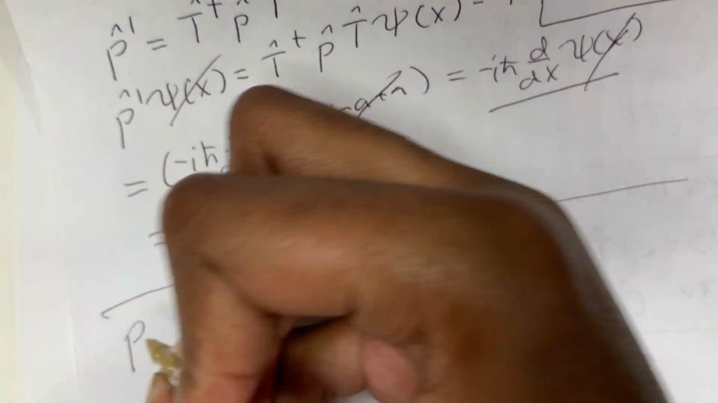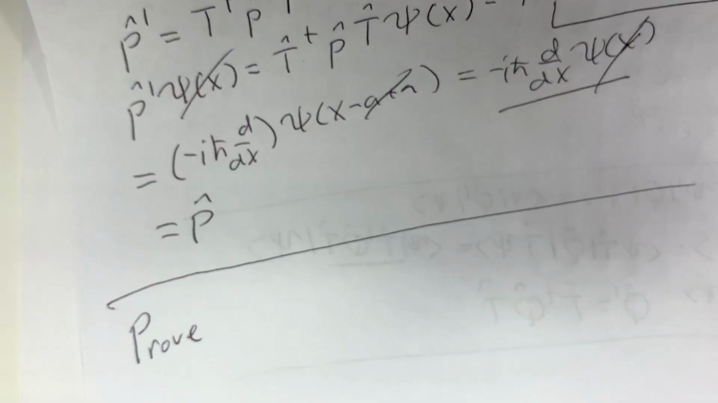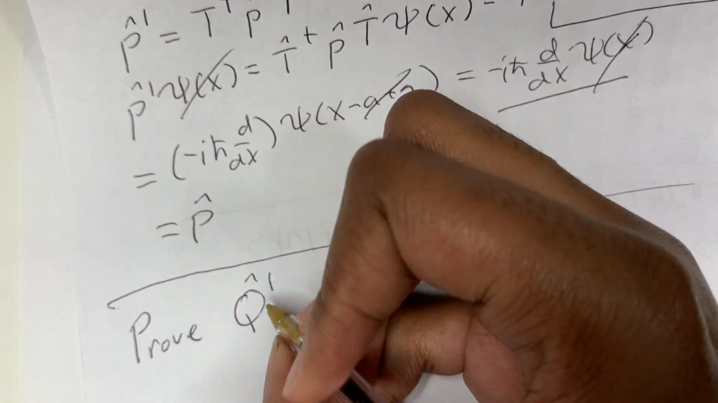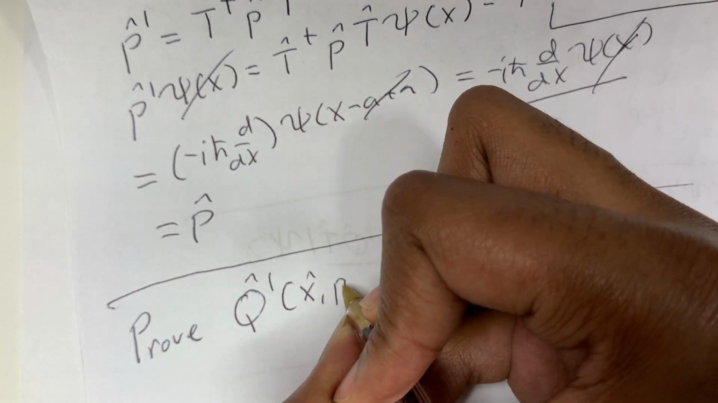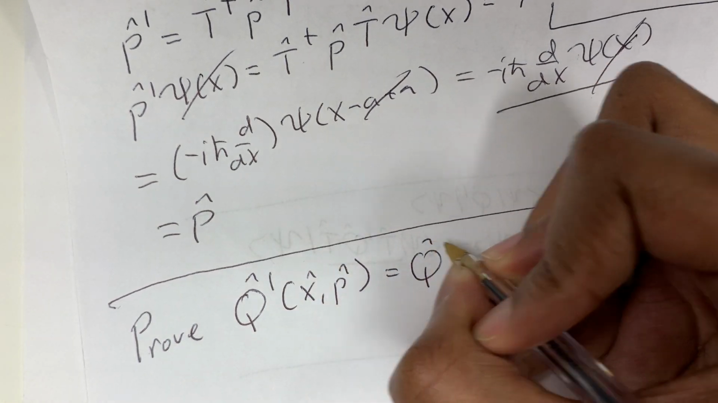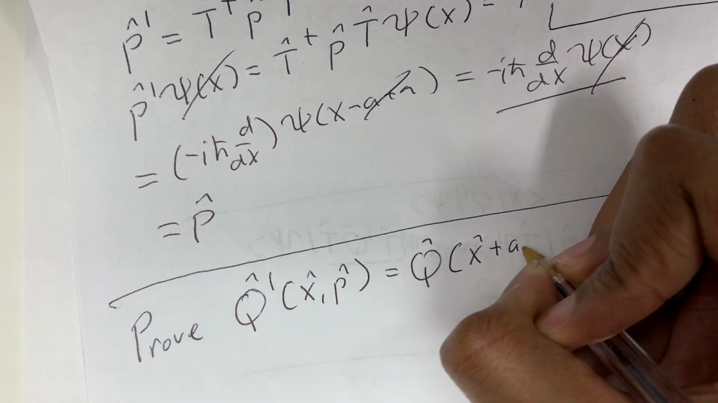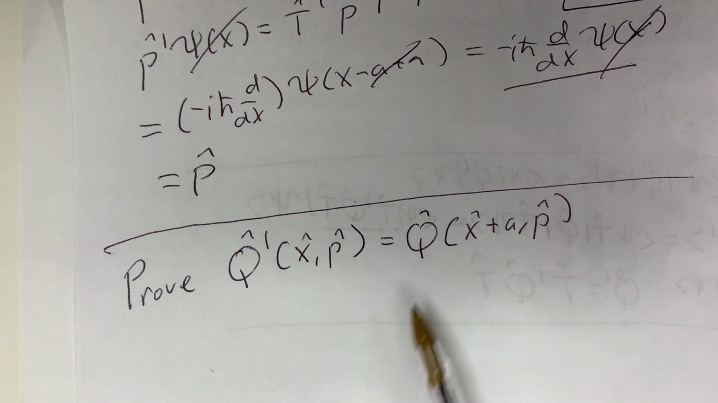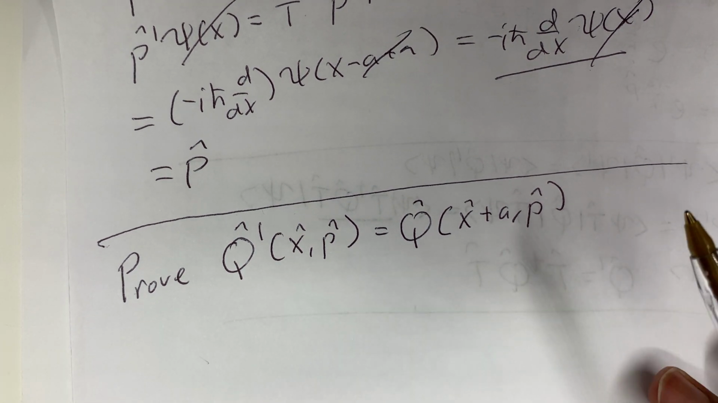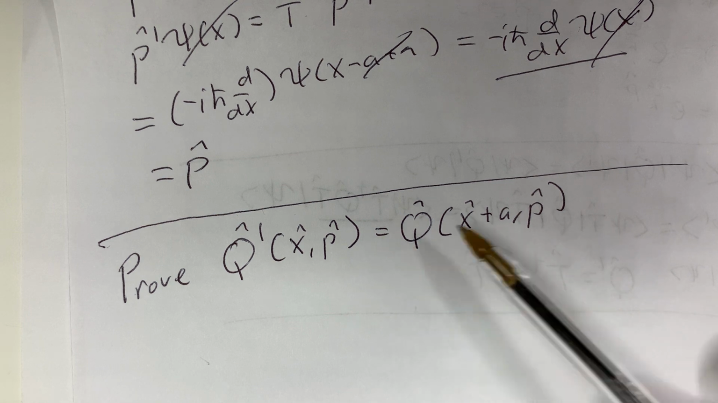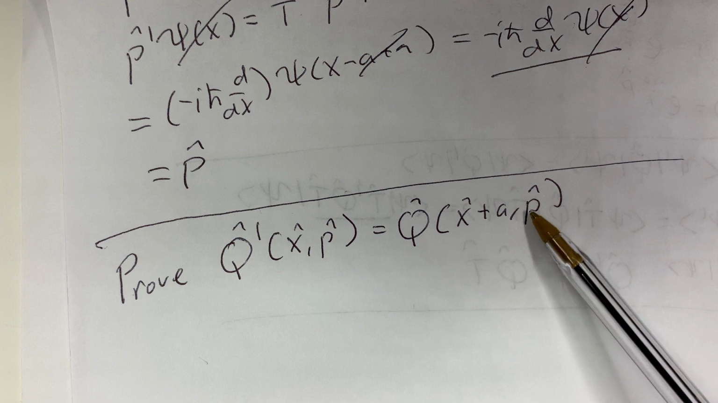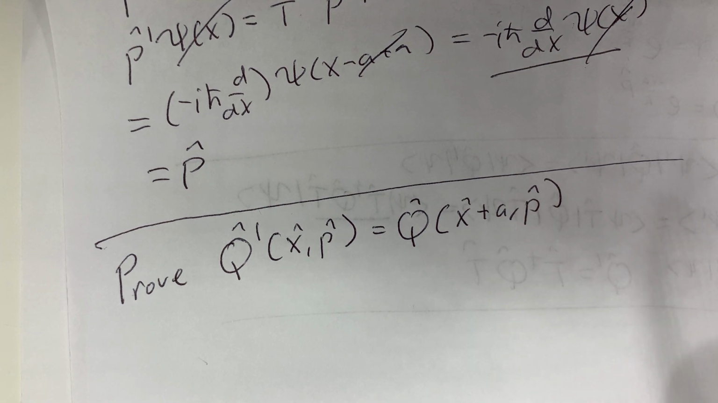We are going to prove that q hat prime of x hat, p hat equals q hat of x hat plus a, p hat. Now, this is where q hat is a general operator. This probably already seems a bit obvious to you, but let's actually prove it in the general case to make sure that our intuition is correct. In quantum mechanics, oftentimes it's not. So how can we prove this?